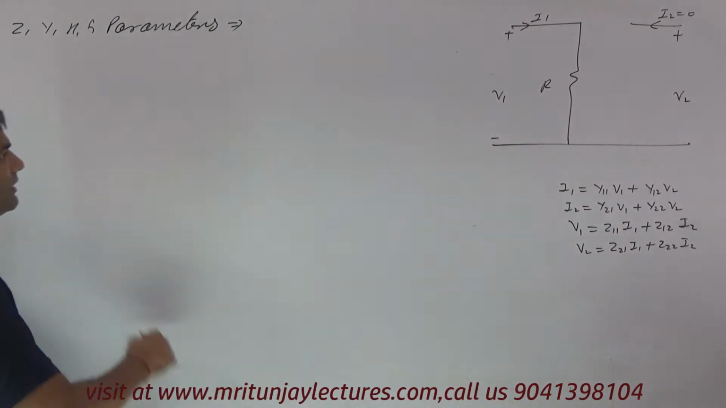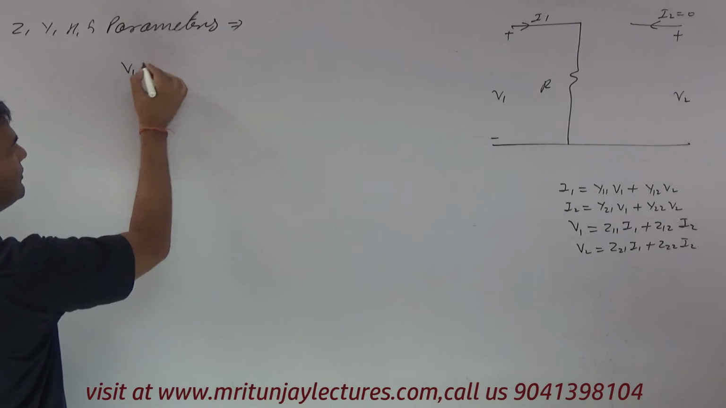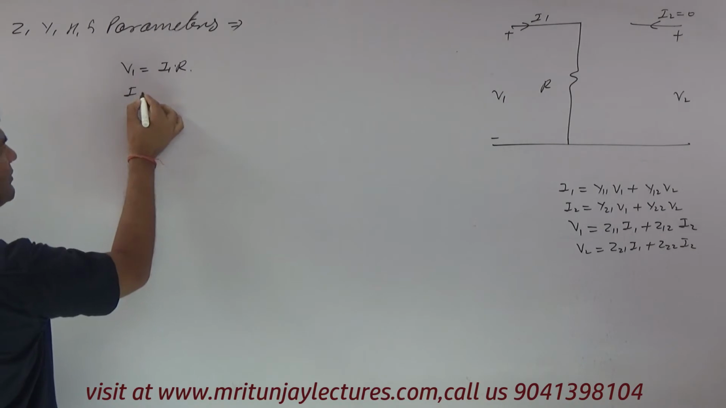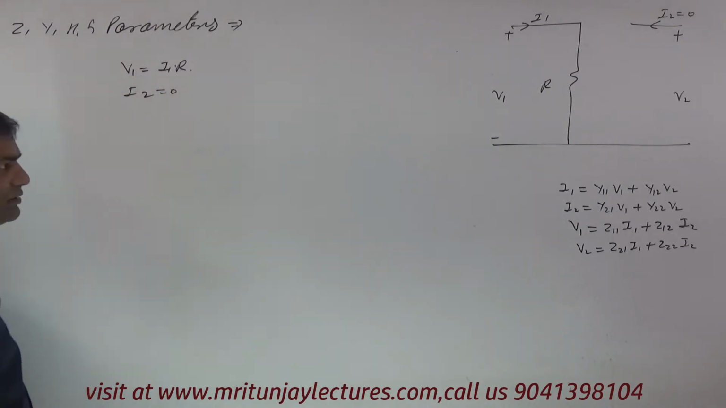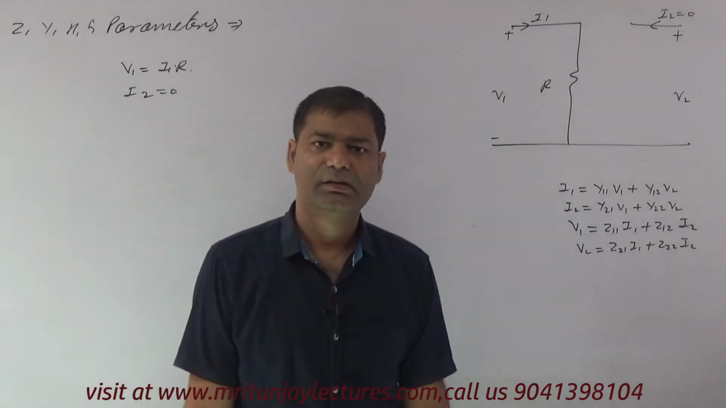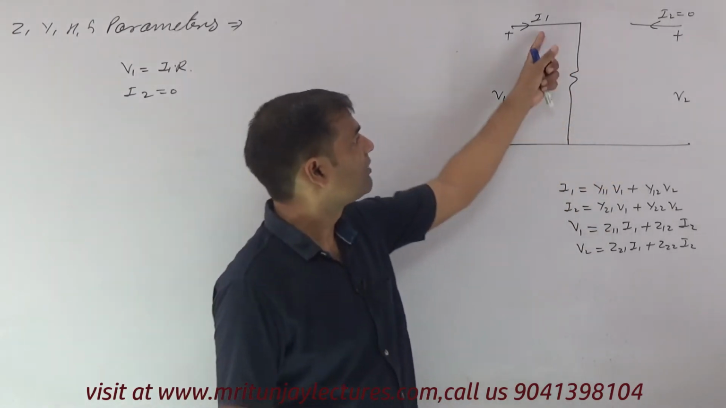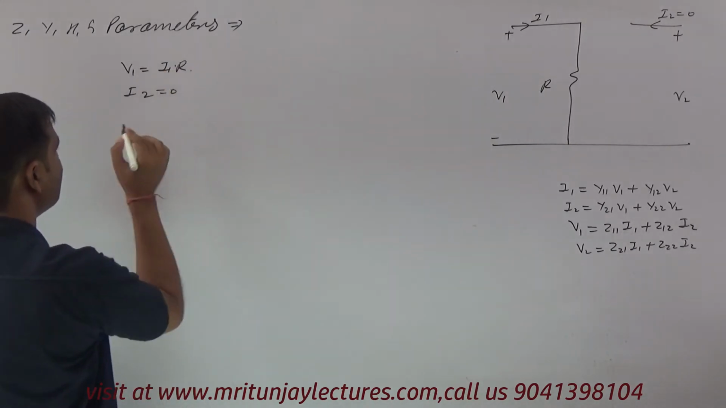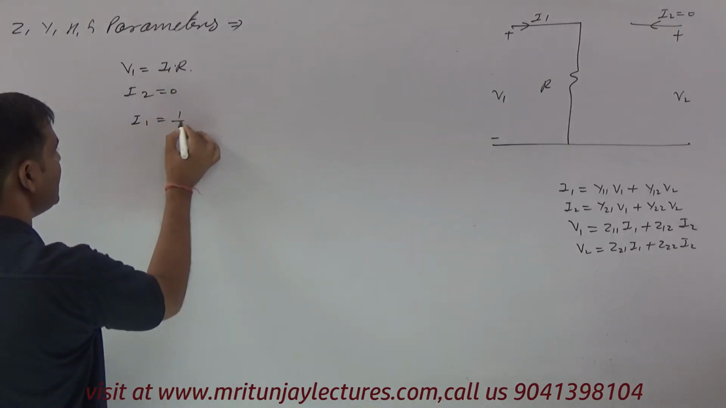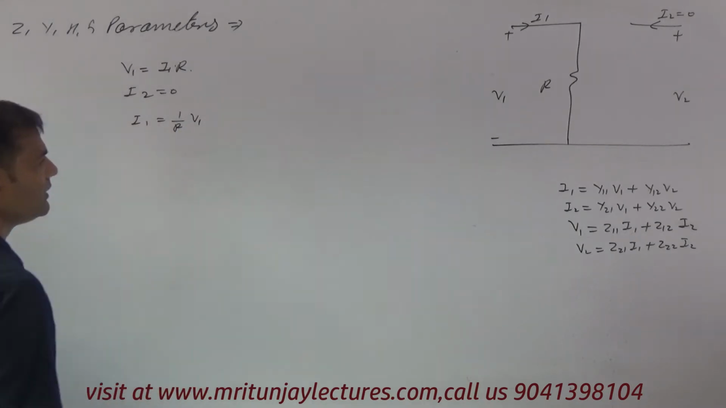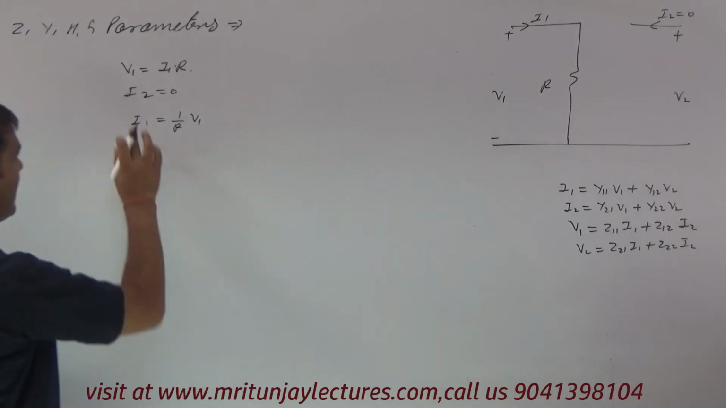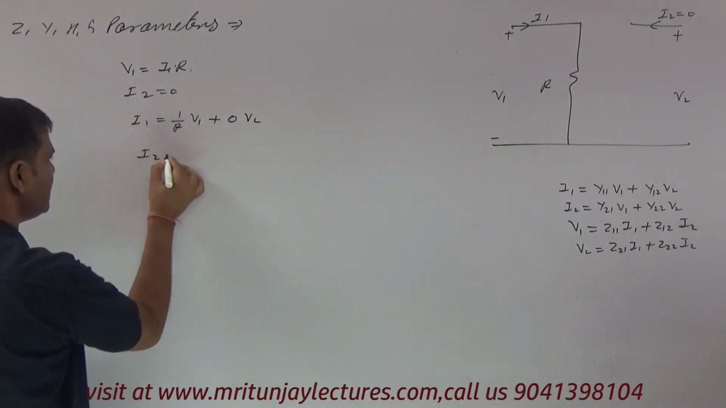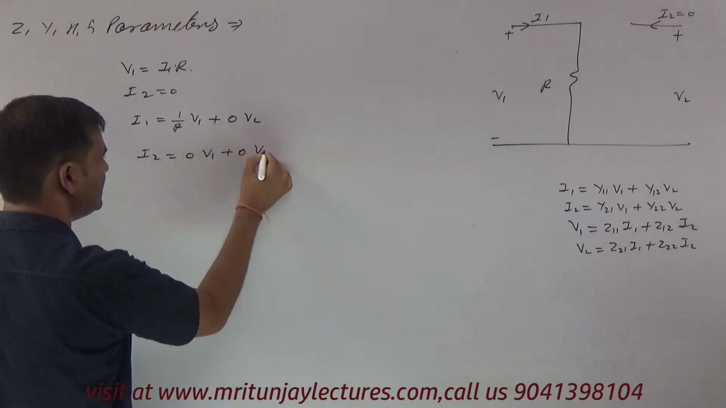Clear? Very clear. V1 is equal to I1 into R, and I2 is equal to 0. What about V2? I don't know. And what about I1? But we have also determined I1. I1 is equal to 1 by R into V1. Now I2 is clear, and this one is 0 into V2. I2 is also written as 0 V1 plus 0 V2.